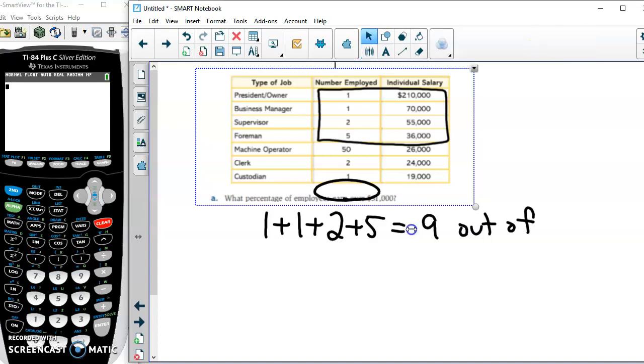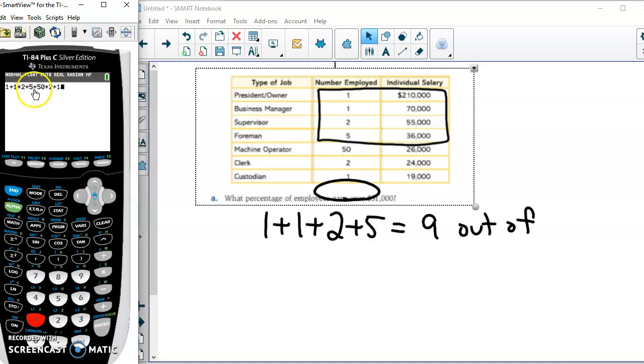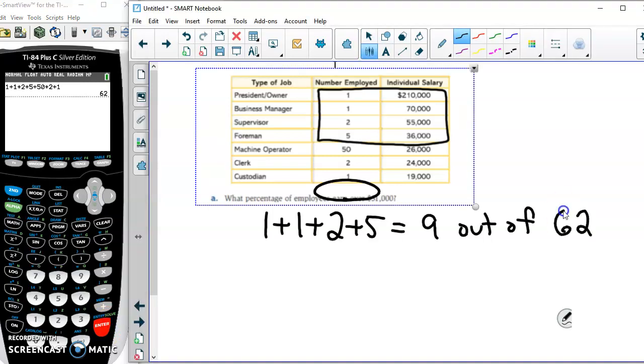I'm just going to use the calculator. So I'm going to do 1 plus 1 plus 2 plus 5 plus 50 plus 2 plus 1. Let's just make sure I have everything. I have a 1, a 2, a 5, a 50, a 2, and a 1. Awesome. And hit enter. 62. So 9 out of 62 people.